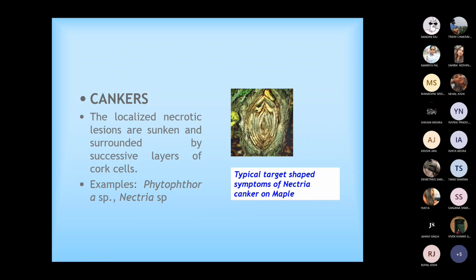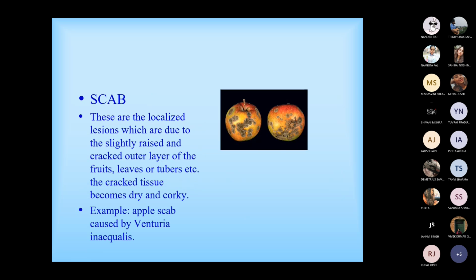Canker. Canker is very common. Citrus canker is one very common example, and cankers are caused by fungi also. These are localized necrotic lesions which are sunken and surrounded by successive layers of cork cells. Sunken means they are deep down somewhere, right? Sunk inside the surface. They are seen as sunken, and they are surrounded by many layers of cork cells. As you can see, this is a typical target-shaped symptom of Nectria canker on maple. This is one example of canker. Cankers are very common in trees.